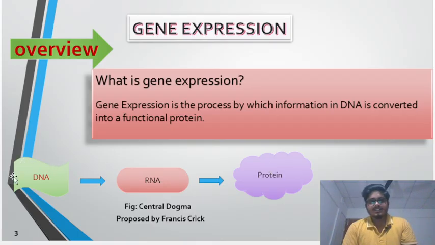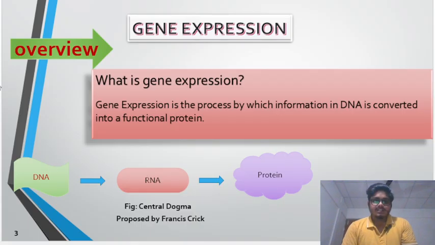First, the DNA stores the genetic information, and after that the RNA will copy the DNA. That is, the information will be copied from DNA into RNA, and after that RNA will make a protein, that is, a polypeptide chain. This whole process is called the central dogma, which was proposed by Francis Crick.